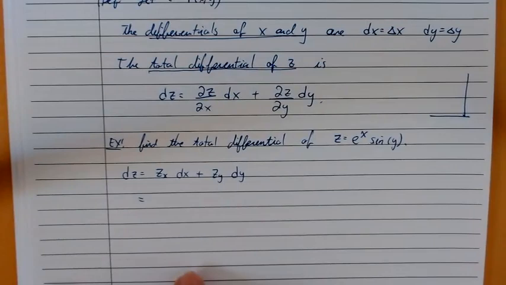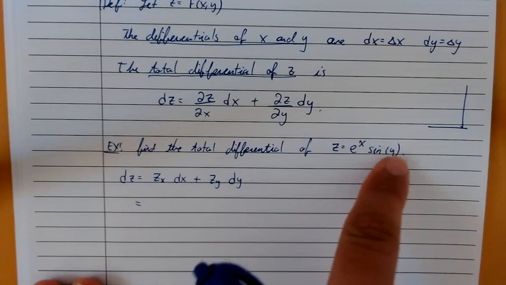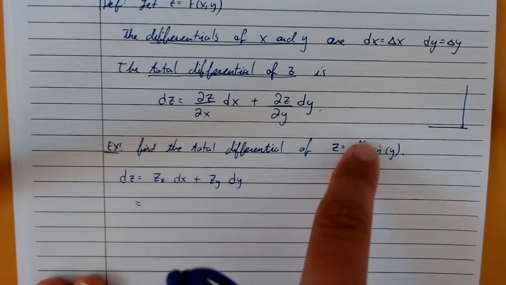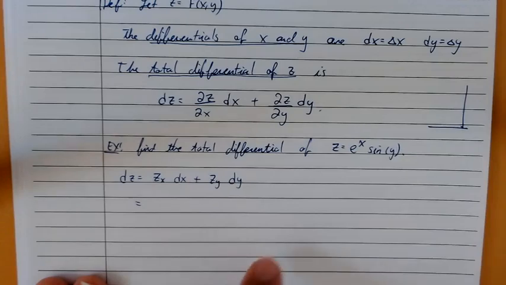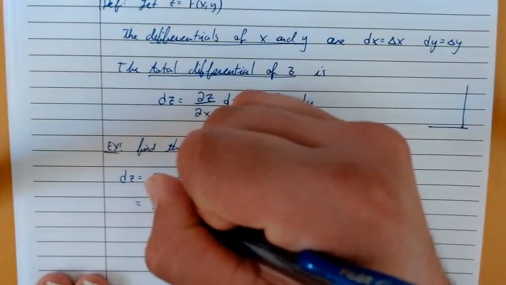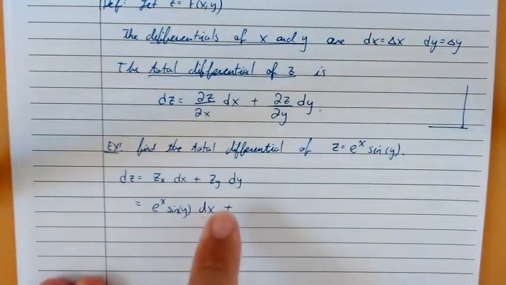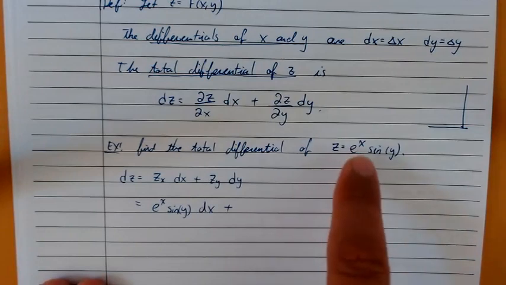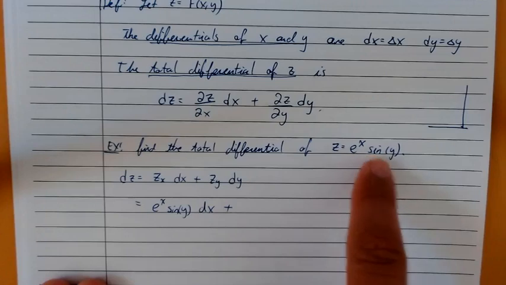All right. So here we're going to take the partial with respect to x. Here sine of y is constant with respect to x, so it's just a coefficient times e to the power of x. The derivative of a coefficient times e to the x is just itself. So that would be e to the x sine of y dx, plus, and then here the partial with respect to y. Well, now e to the x is the coefficient. So coefficient times sine of y, the derivative would be the coefficient times the cosine of y.